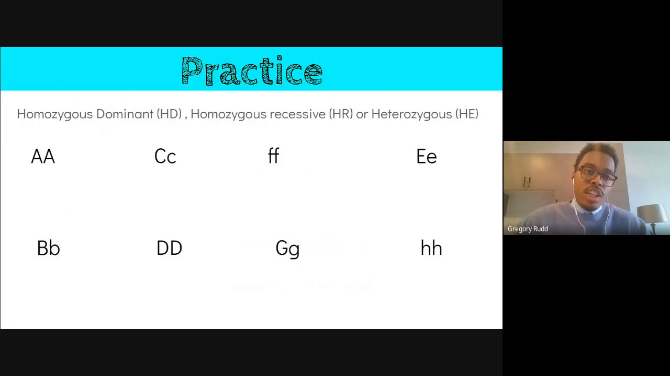Okay. So in the chat, or you can unmute yourself, let's use the two letter abbreviation. So homozygous dominant, just give me HD. Homozygous recessive, give me HR. Or heterozygous, give me HE. So this first genotype right here, AA, what would we call that? Is that HD, HR, or HE? I've got two capital letters, so what should that be?